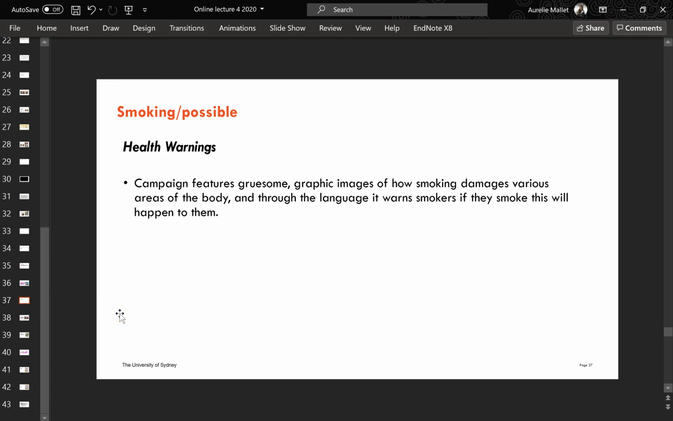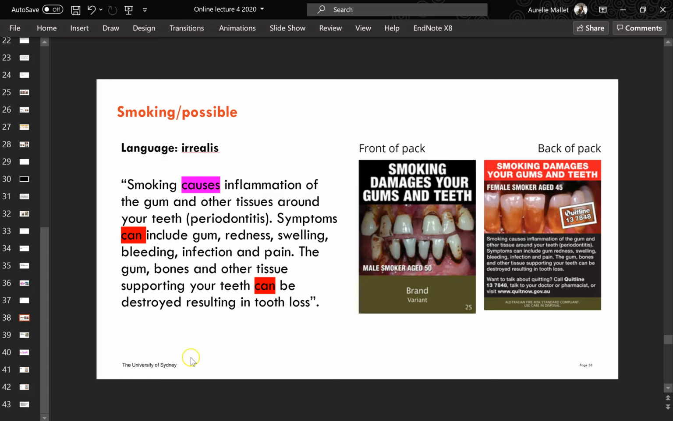Now, what about smoking as a possible behavior? An example of a campaign is health warnings. So it features gruesome graphic images of how smoking damages various parts of the body. And through the language, it warns smokers that if they smoke, that will happen to them. So essentially what is happening in the health warnings campaign, so again, it's very obvious this is about smoking, not quitting. So the language tells you what might happen, and then they show you an image.